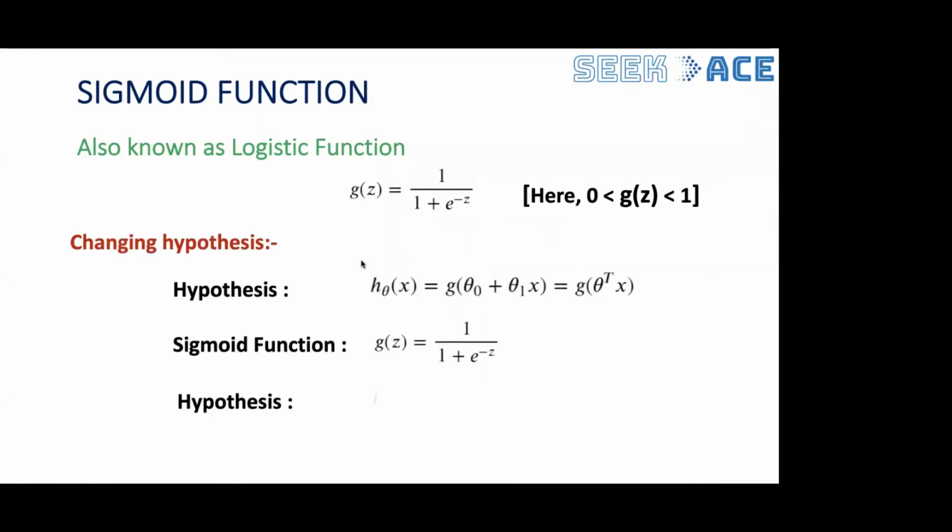So our hypothesis h theta of x will be g of theta 0 plus theta 1 x, which can be written as g of theta transpose x. And this function has a characteristic: g(z) will always be between 0 and 1.